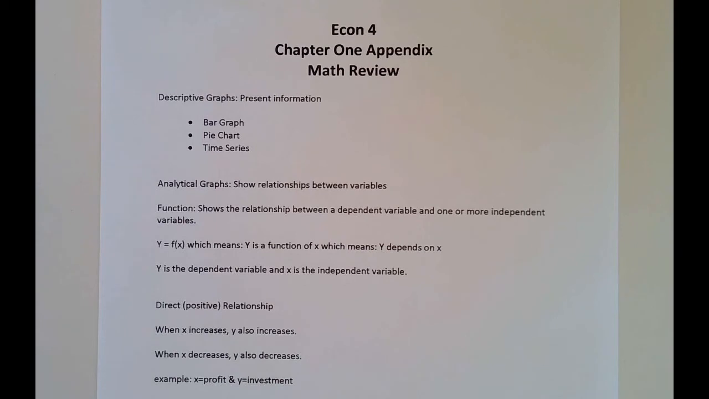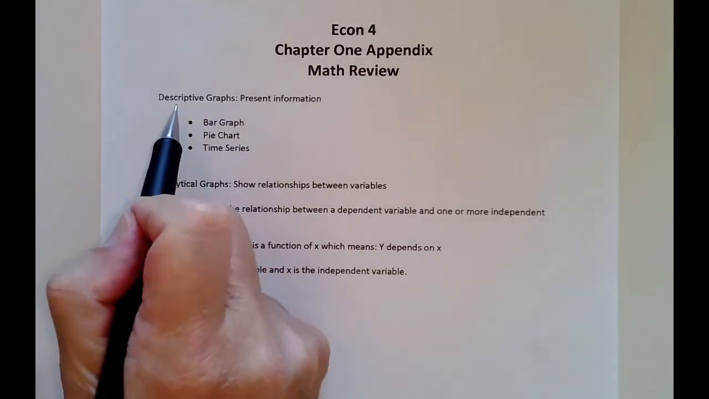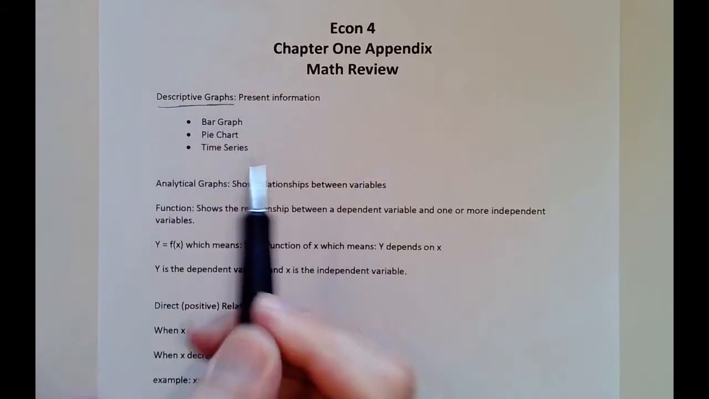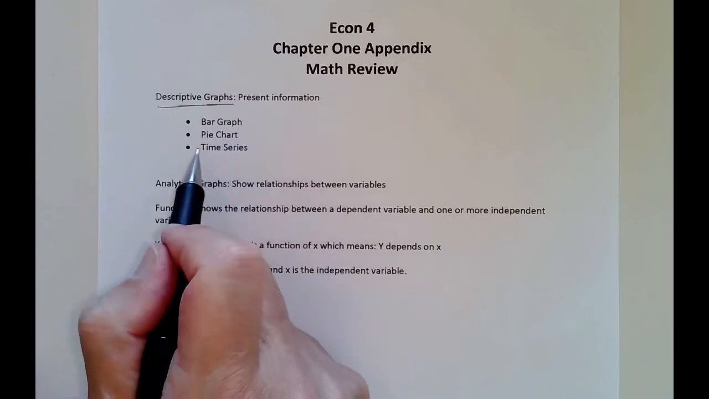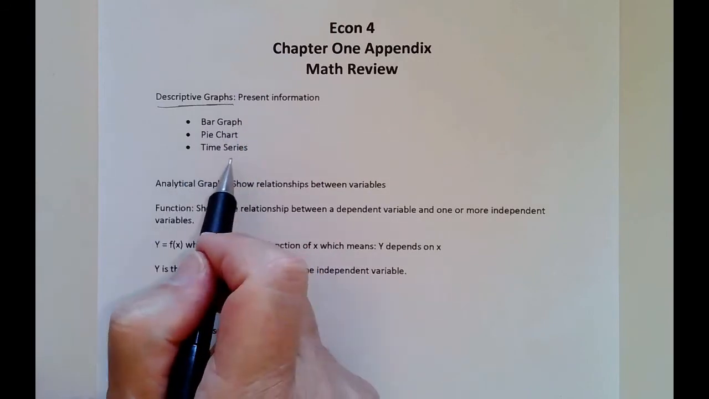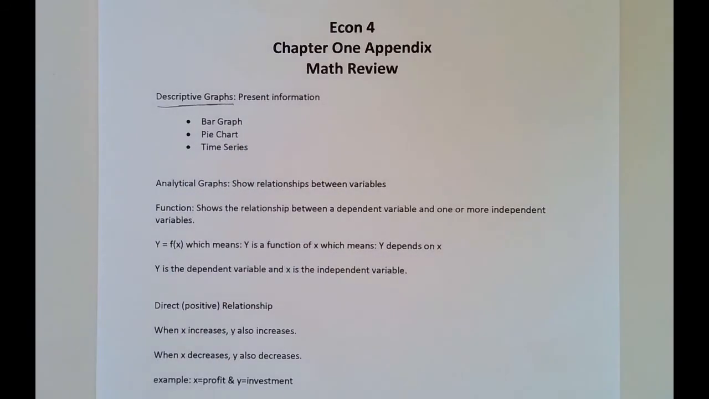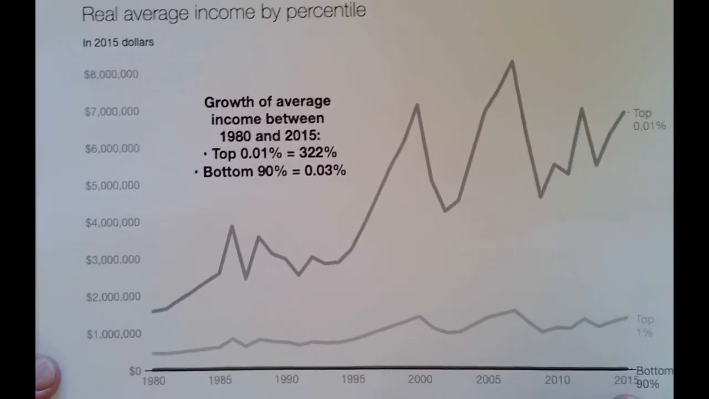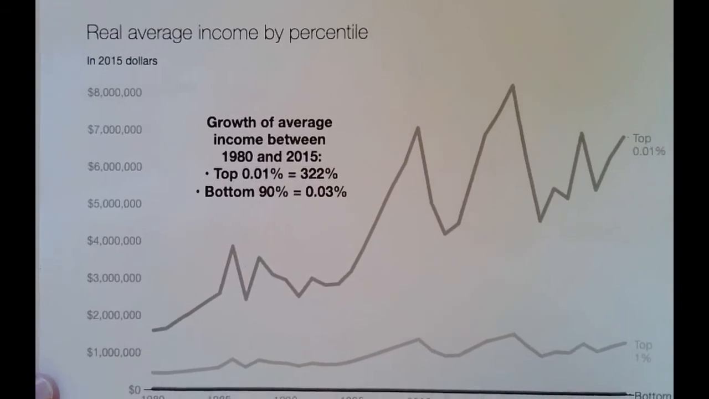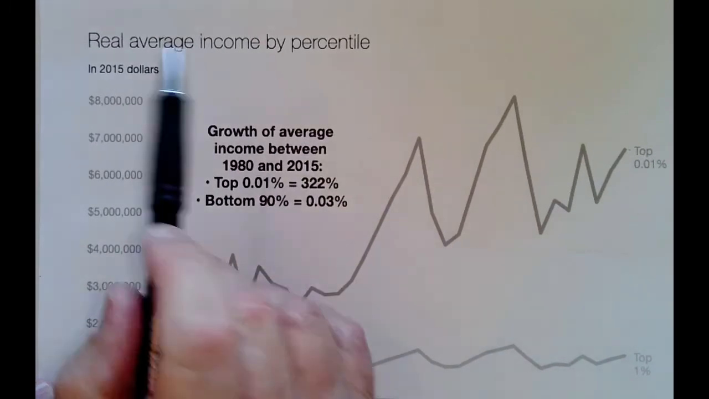And you'll find there's two different kinds of graphs in your textbook. First of all, you have what's called descriptive graphs. These are in the form of maybe bar graphs, pie charts, time series, things like that. An example of a time series is right here. Here we have real average income by percentiles.